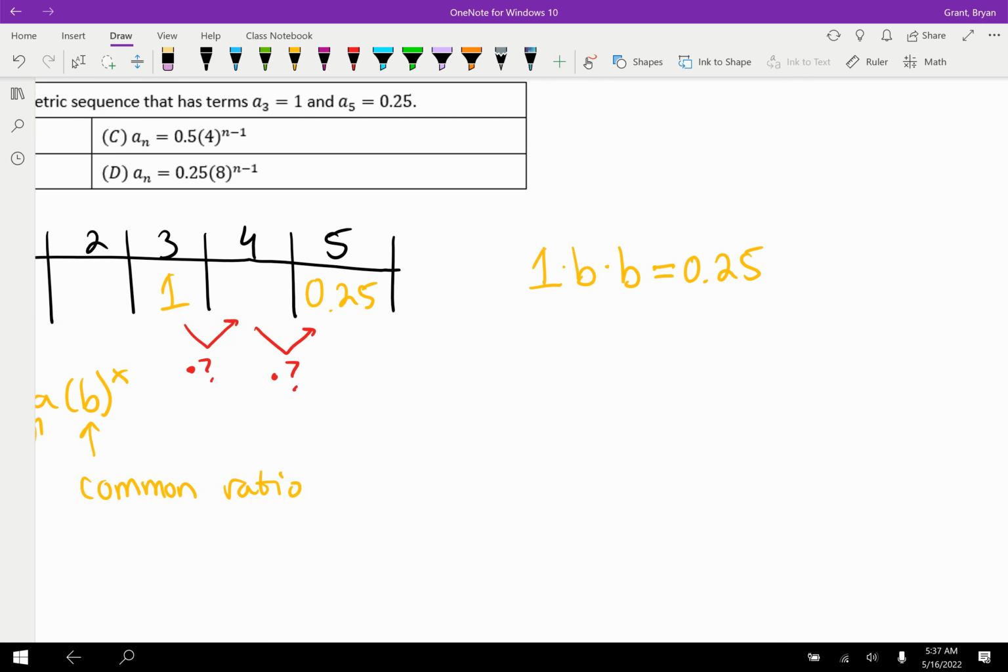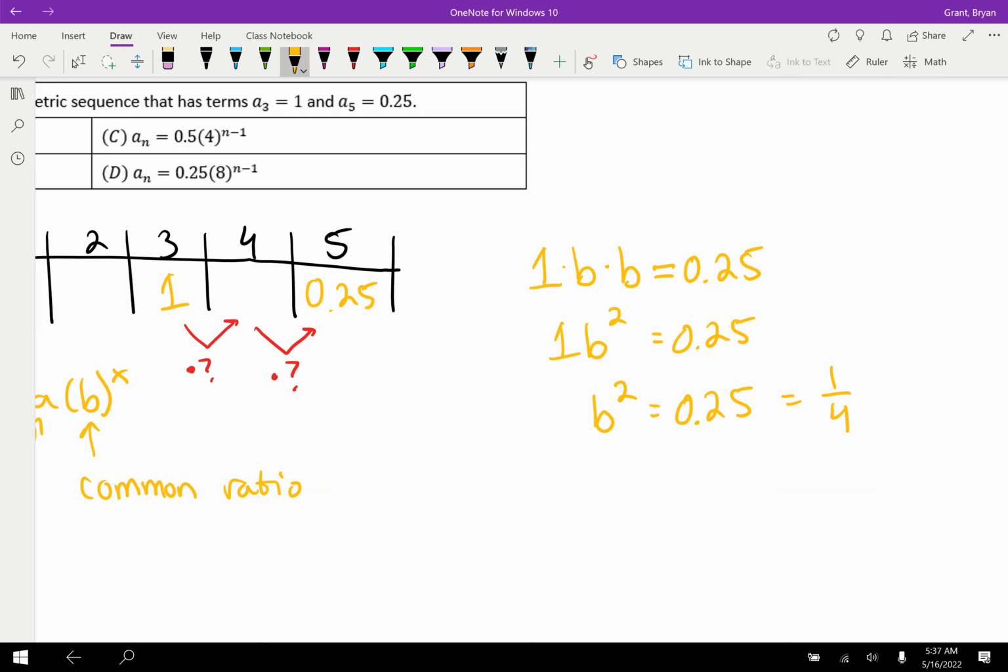All right? Well, as we do that, 1 times b times b we know is b squared. And we also know we don't really need to write the 1 in front, so we end up with b squared equals 0.25. There's two ways to think about this. The first way is what times itself gives you 0.25, or as a fraction, 1/4.